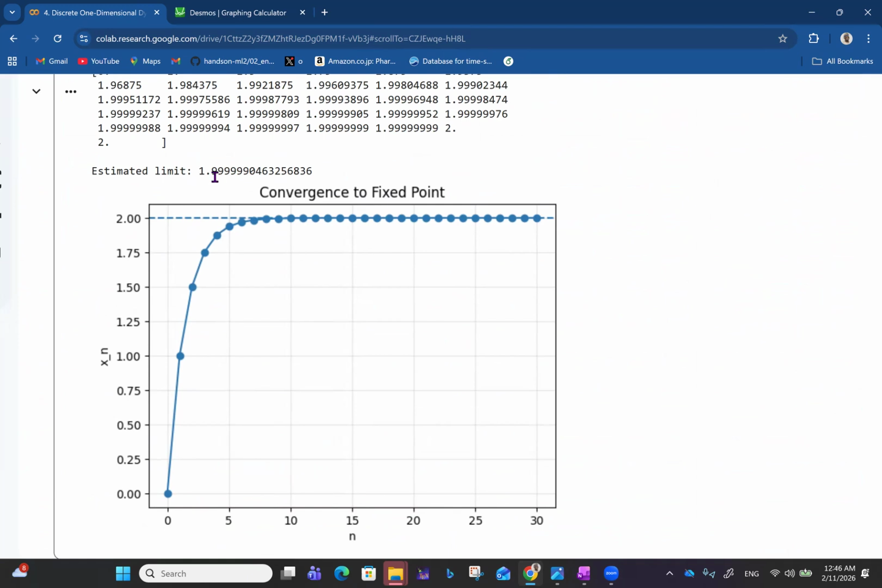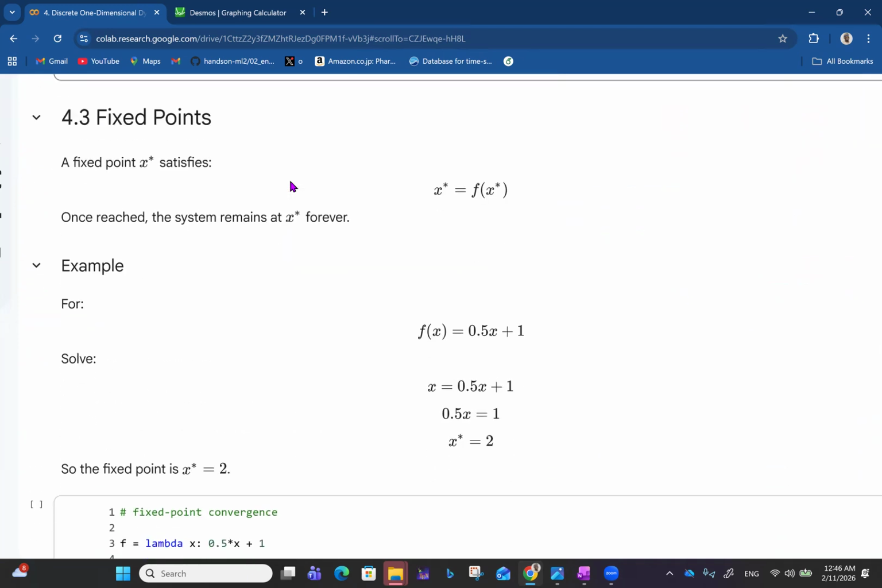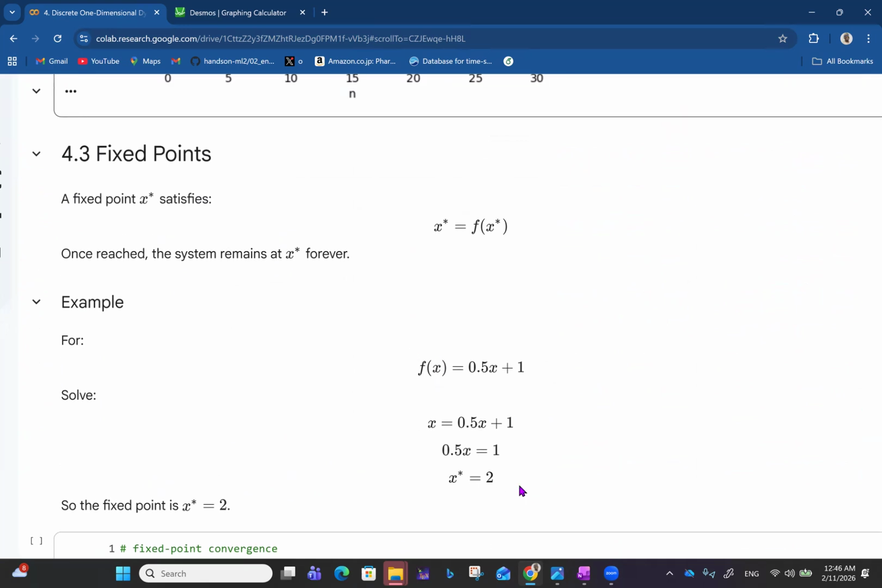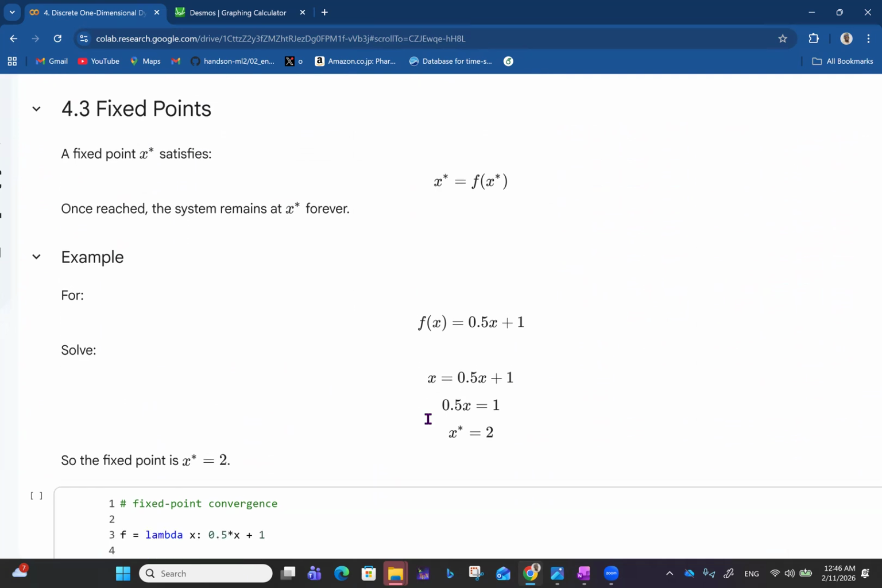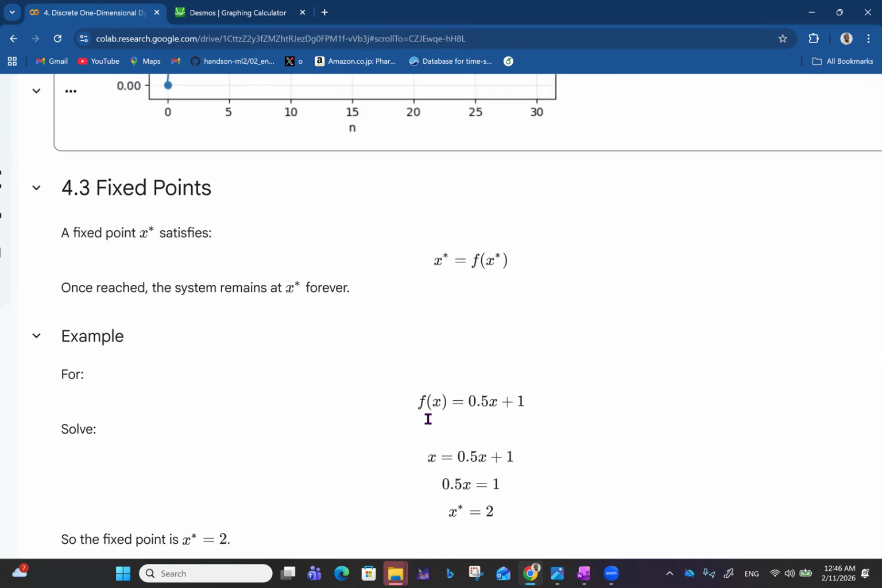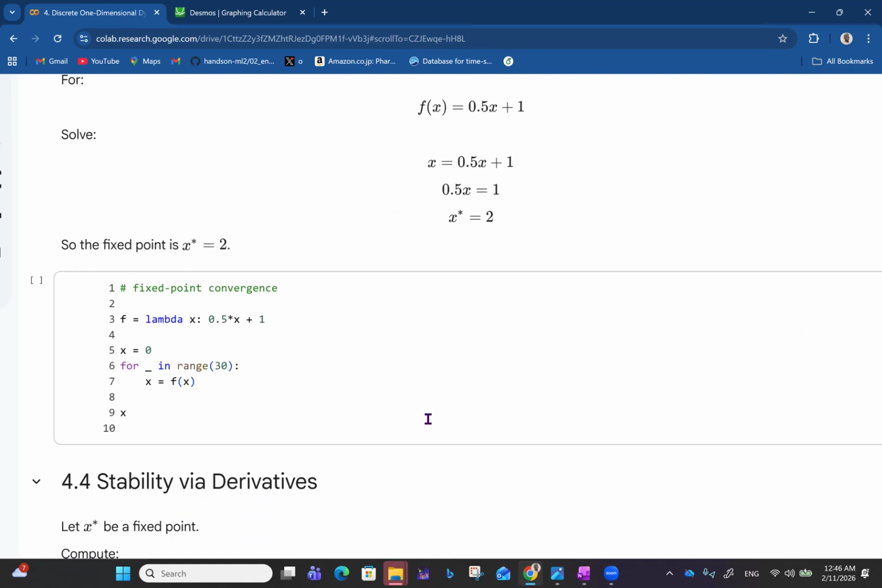And this estimated limit is 1.999, which is as good as 2, right? But by computation, we discover that x star is equal to 2 here. So the fixed point x star is simply equal to 2. So for discrete systems, at an equilibrium point, instead of just equating to 0, equilibrium points in a discrete system mean all the x's are the same. So the x's are not changing however you look at it, okay?